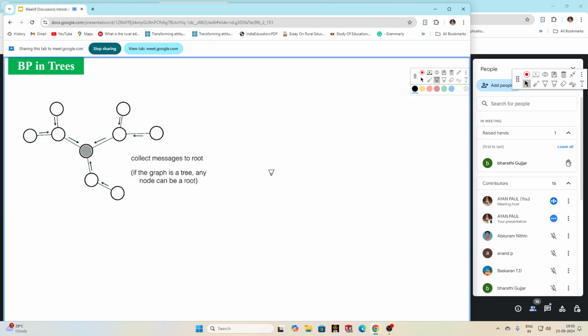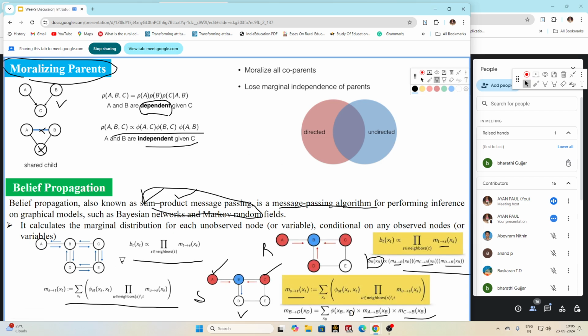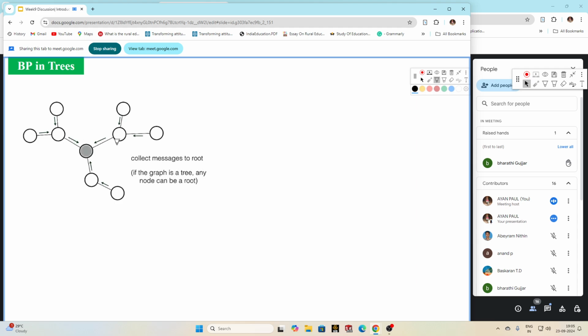Now, belief propagation in trees. So this is normally belief propagation. Now we are here in this example, in this slide. What we are interested in is belief propagation in trees. When there is a tree-like structure and you want to do belief propagation, the first step is to assume any node as its root node. You can assume any node.